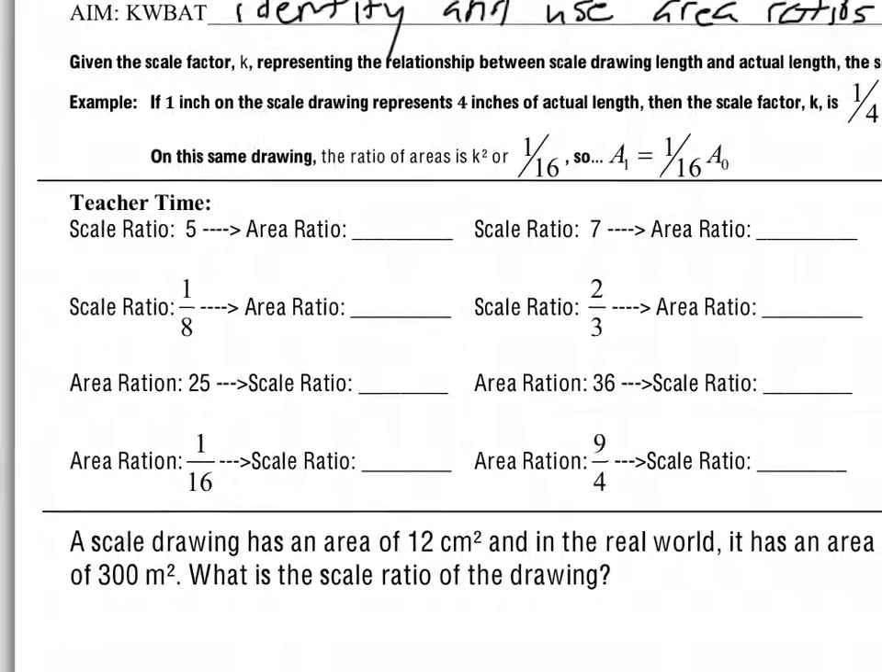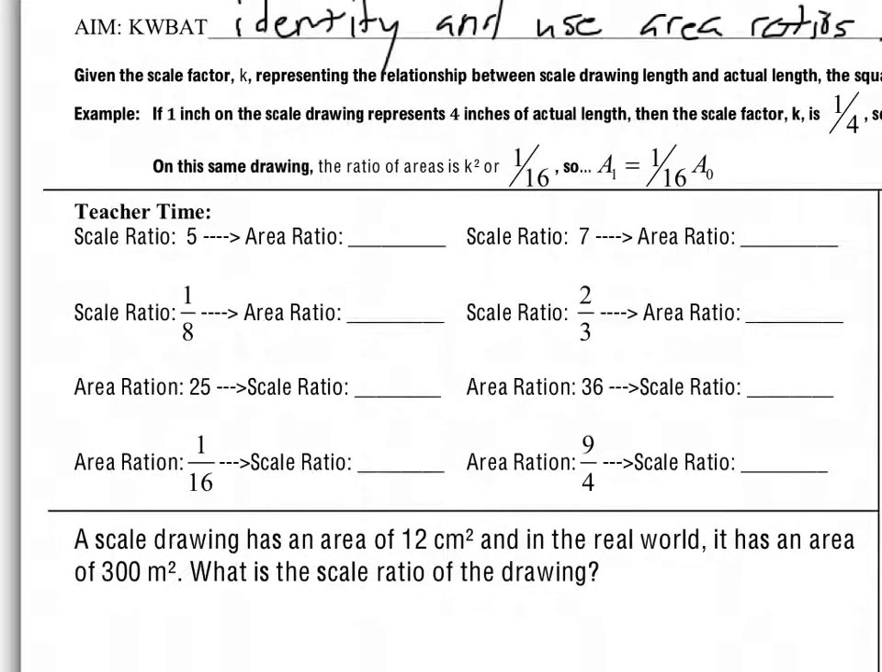Okay, so the first exercise here is really just making sure we understand the relationship between the scale ratio and the area ratio. Remember that we talked about this yesterday, where the scale ratio is just multiplied by itself to get the area ratio. The ratio of the areas is k squared, so that's the scale ratio squared. So if the scale ratio is 5, then the area ratio is 5 times 5, which is 25. If the scale ratio is 7, that means that the area ratio is 7 times 7, which is 49.